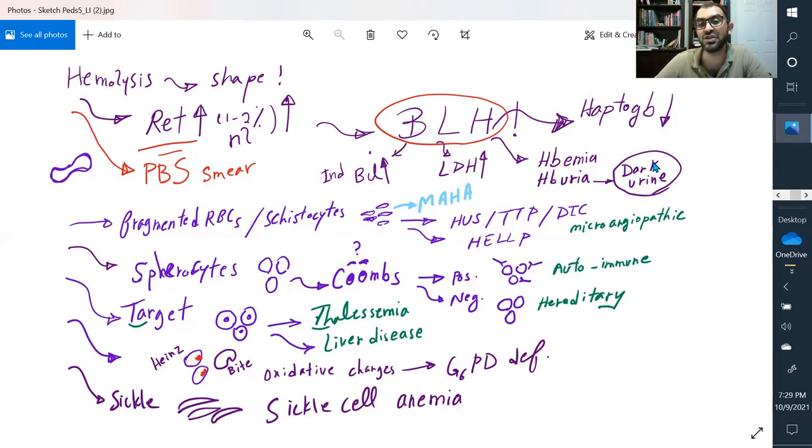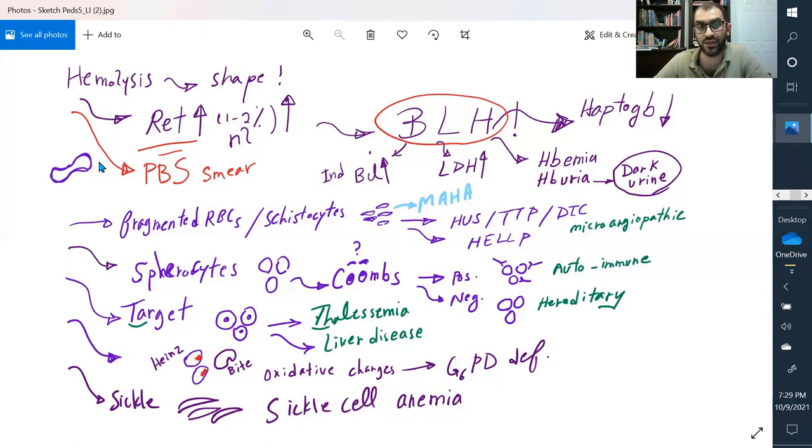So can indirect bilirubin make my urine dark? Yes, it can. Indirectly, by shooting hemoglobin into the urine. Hemoglobin, myoglobin, makes your urine dark. And haptoglobin goes down, because these guys will attach to these guys to get into the albumin station. Whenever you have hemolysis, size doesn't matter that much. Shape does. Look at the shape of my RBC.